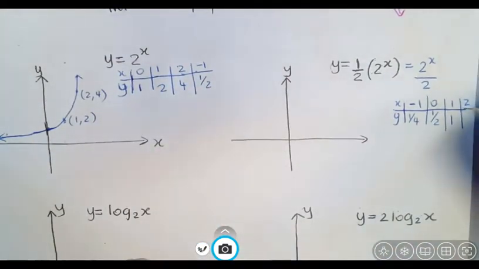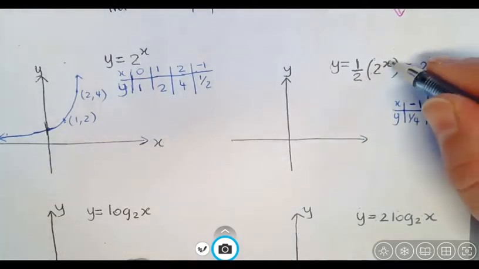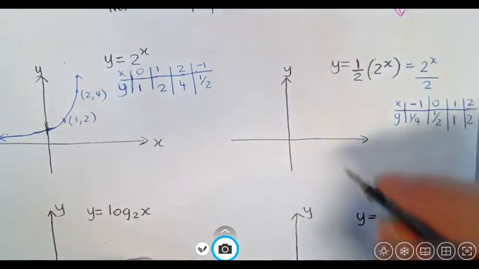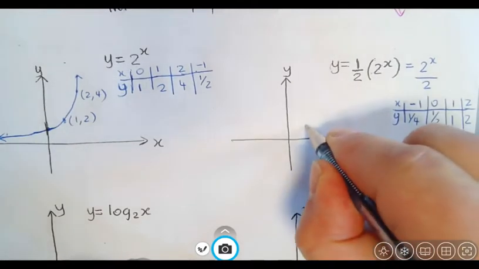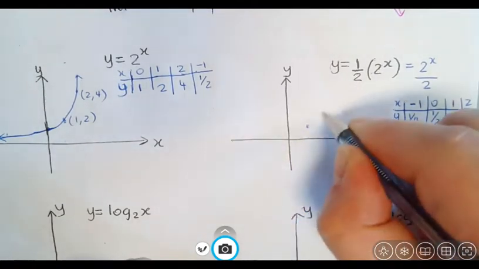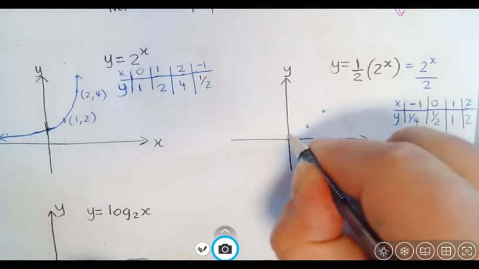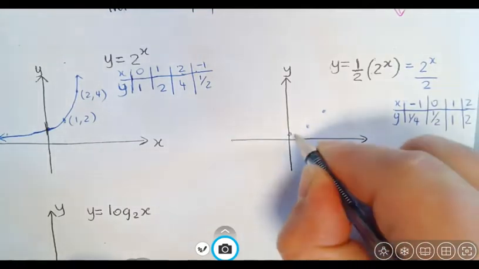And when x is 2, 2 to the power of 2 is 4. 1/2 of 4 is 2. So we've got the point (2, 2). Okay, and 1/2 is where it cuts at the y-axis.